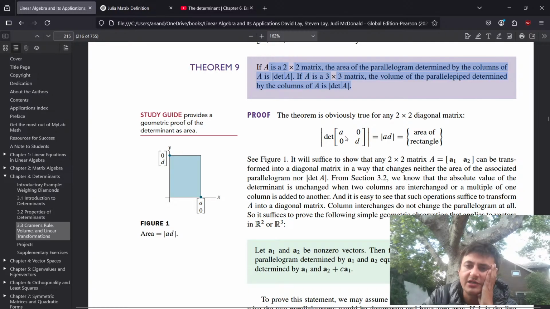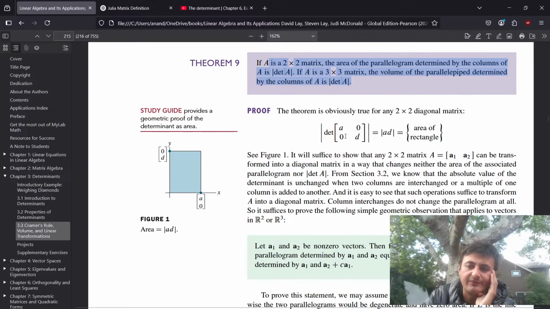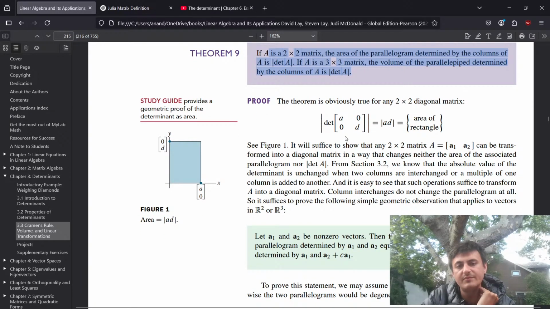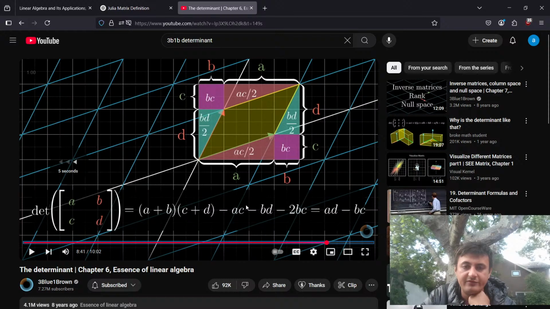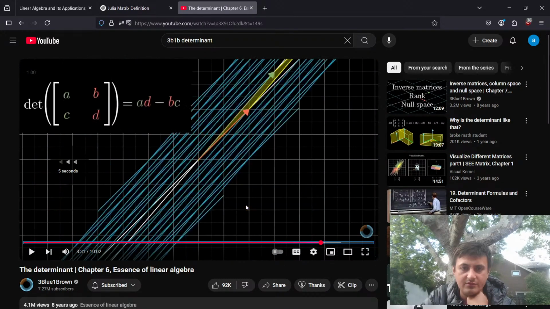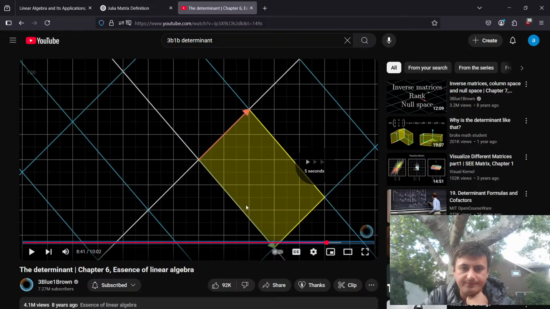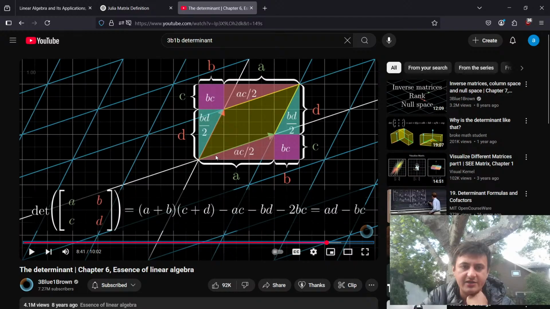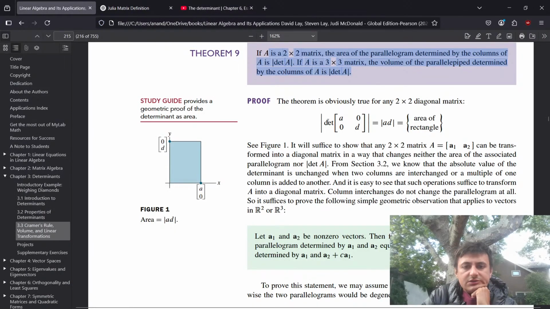All right, so for a diagonal matrix, yeah, this is obvious. Because just imagine you have like an A here and a D here on the diagonal. Then the product of A and D is going to be equal to the area of that rectangle. Oh, this is what I should have done. I should have pointed to this. So yeah.